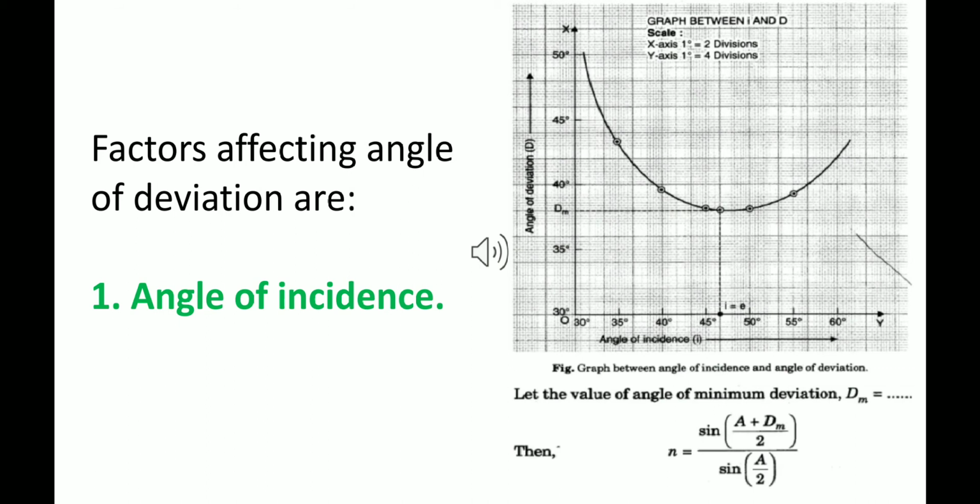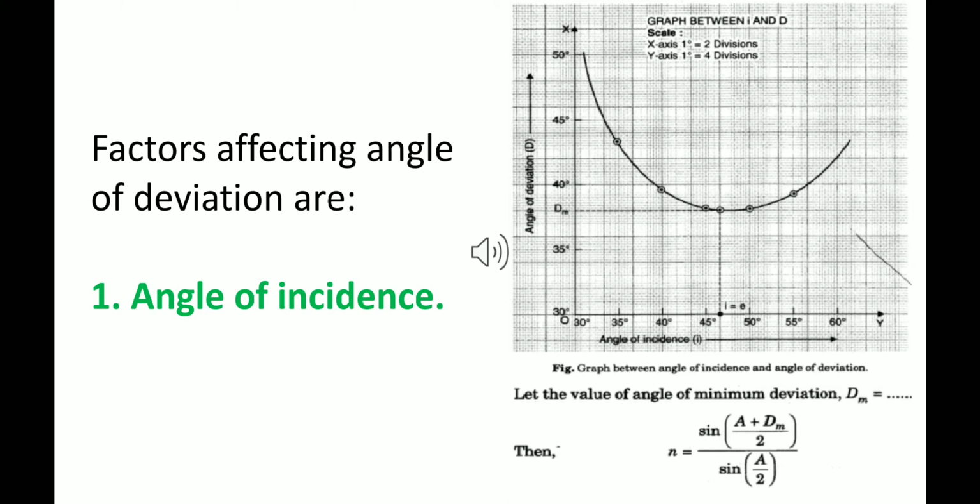Now we are about to do factors affecting angle of deviation. What are the factors which affect the angle of deviation? We have right now studied about angle of deviation, that is when the incident ray and emergent ray are traced back, they form the angle of deviation. Now how is this deviation affected? We are going to study now.